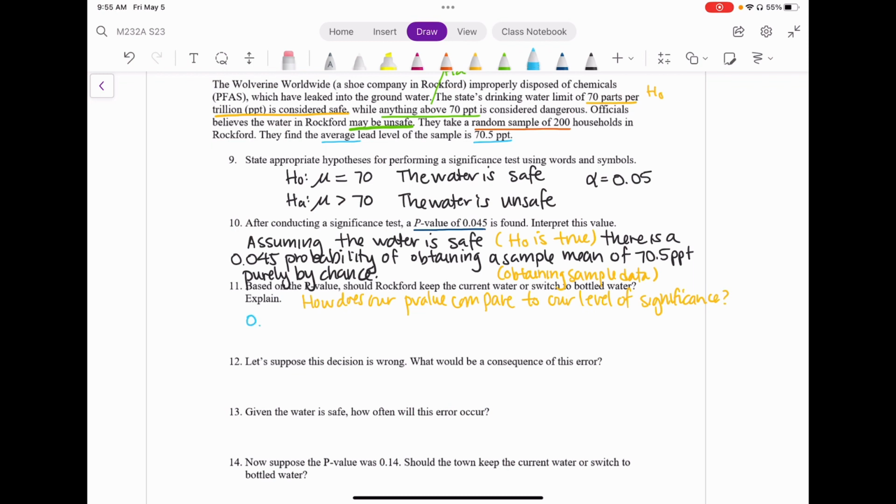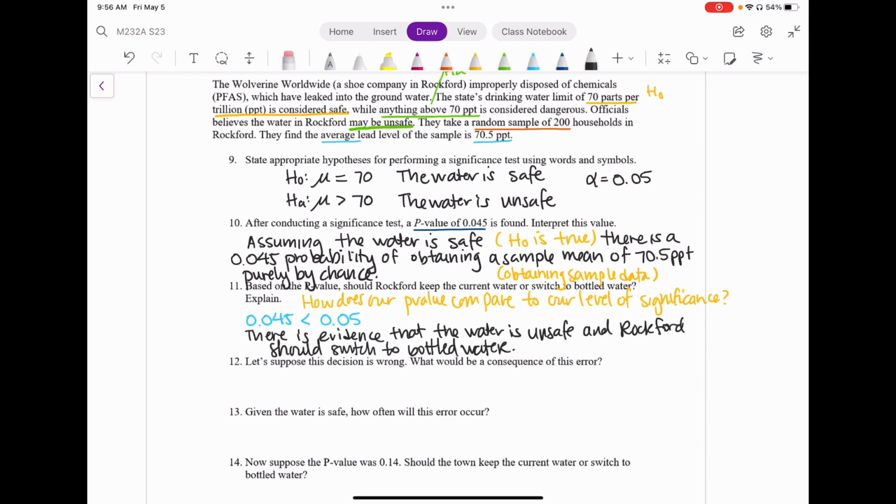Based on our p-value of 0.045 and our alpha level of 0.05, our p-value is less than 0.05. So because our probability is less than the threshold that we've decided to be our marker for evidence, we have evidence. The probability that it happened by chance alone is very small in comparison to the level that we've decided we want for evidence. So we have evidence that the water is unsafe, and so we should switch to bottled water.